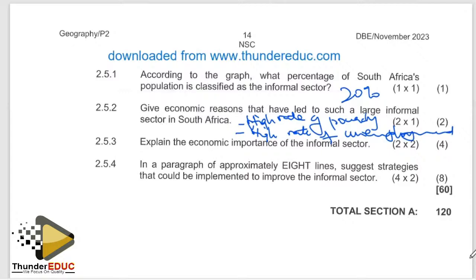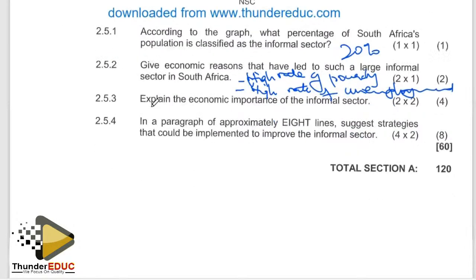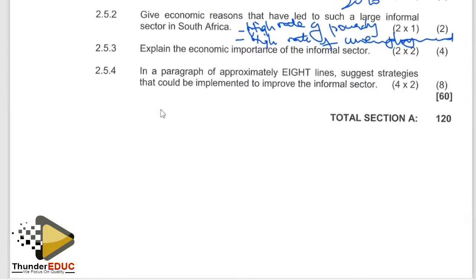Explain the economic importance of the informal sector. How important is the informal sector? The informal sector is important because, number one, people earn a living. People get employed. That's number one. People get employed. So when people get jobs, what is next? They improve the standards of living.